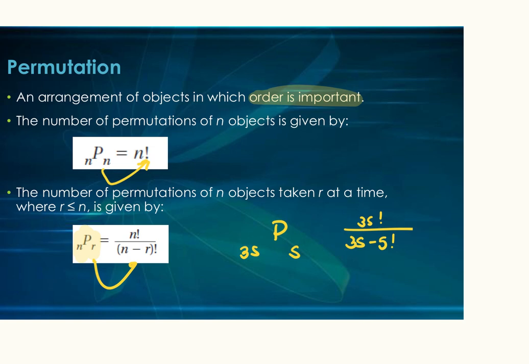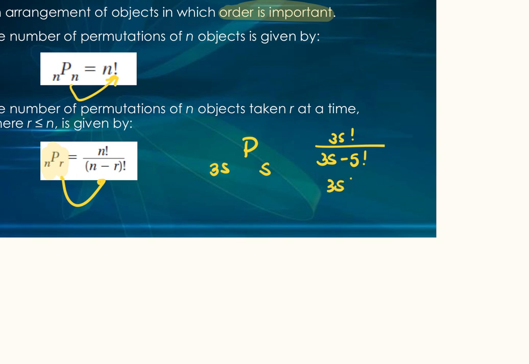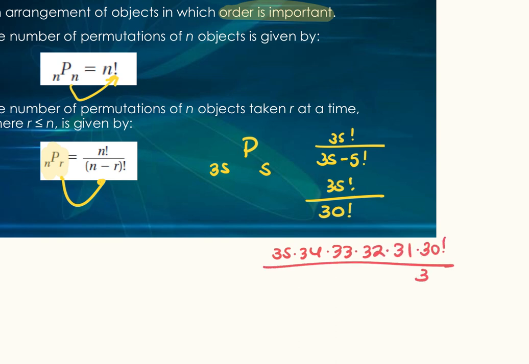Is it 35 times 34? No, it's 35 minus 5. So I would do 35 factorial on the top, and I would do 30 factorial on the bottom. So let's say you didn't have a calculator. This would be 35 times 34 times 33 times 32 times 31 times 30 factorial. And that would go over the 30 factorial, and you could actually simplify it that way instead of multiplying it completely out.